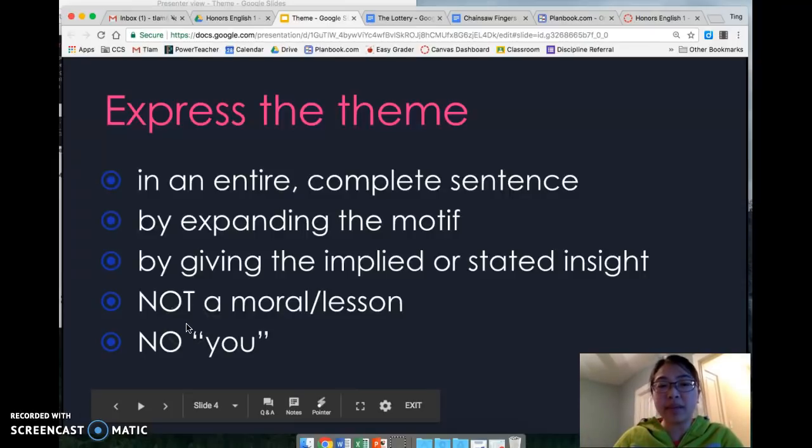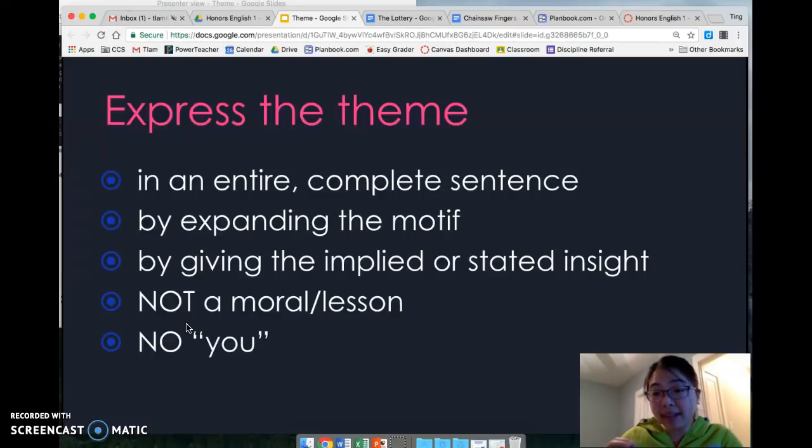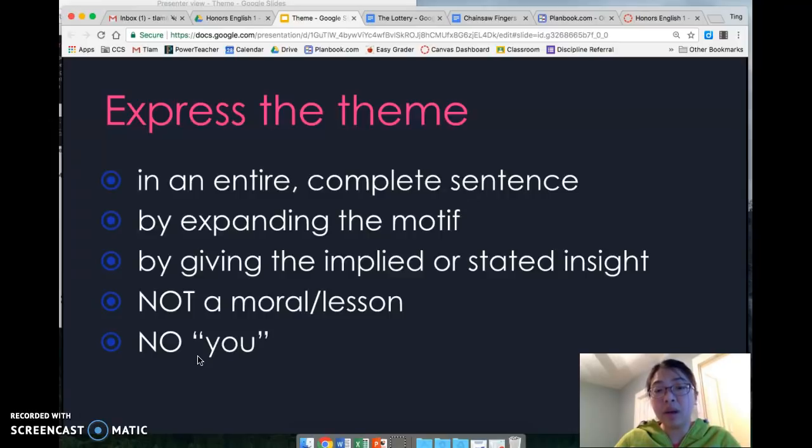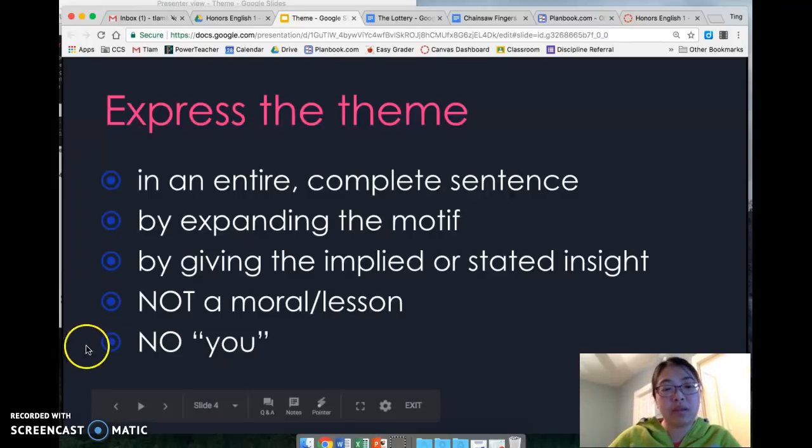That's very, very important because it's been drilled into you that themes are lessons, and that is because that makes it easier to understand when you were younger. But now you have to change that mindset and understand that themes are observations. Again, authors are not trying to tell you how to live your life. And because they're no longer lessons, they cannot contain the second person pronoun you. So from now on, whenever I say, what's the theme of this story? And you have the word you in the theme, I will be taking off points.